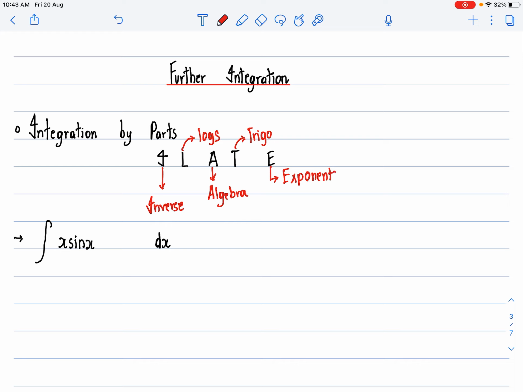And the most important thing here for ILATE is the order. Inverse comes first, then logs, then algebra, then trigo, then exponents. This is what you need to know.